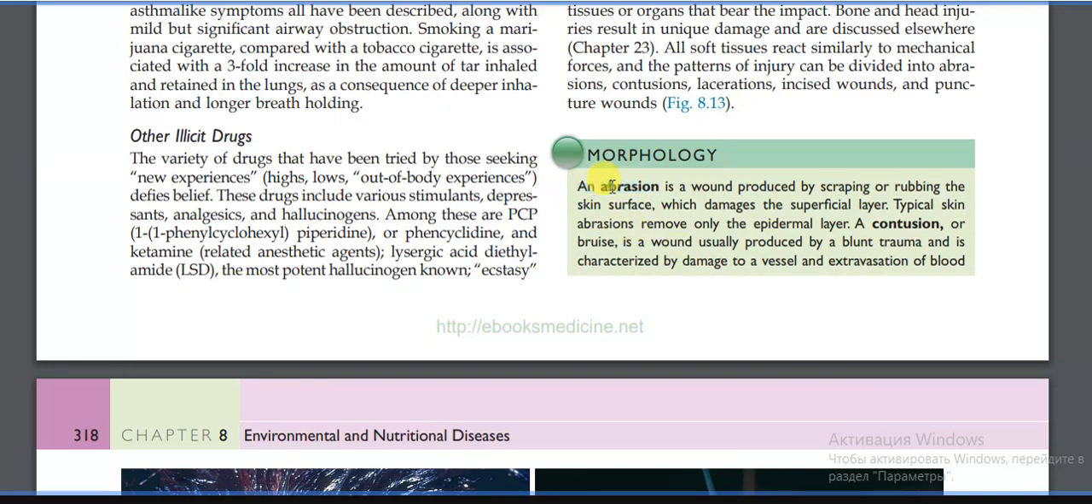Abrasion. An abrasion is a wound produced by scraping or rubbing the skin surface, which damages the superficial layer. Typical skin abrasions remove only the epidermal layer. So this abrasion is not so severe, and we use a lot of smearing drugs which can help to heal it. Of course, severity depends on the amount of abraded skin, but anyway, you know that the first task in case of abrasion is to prevent bacteria from entering this tissue.